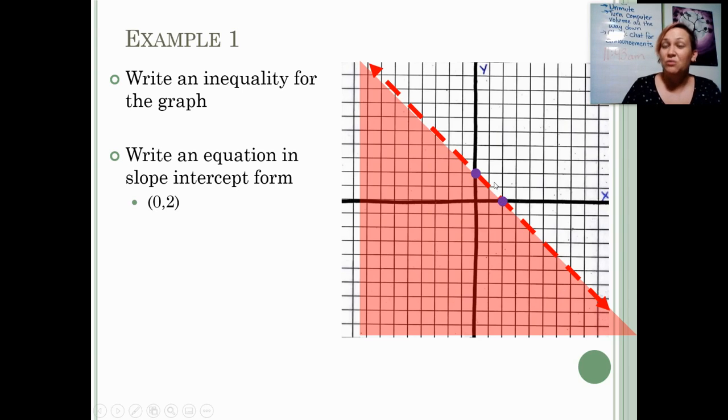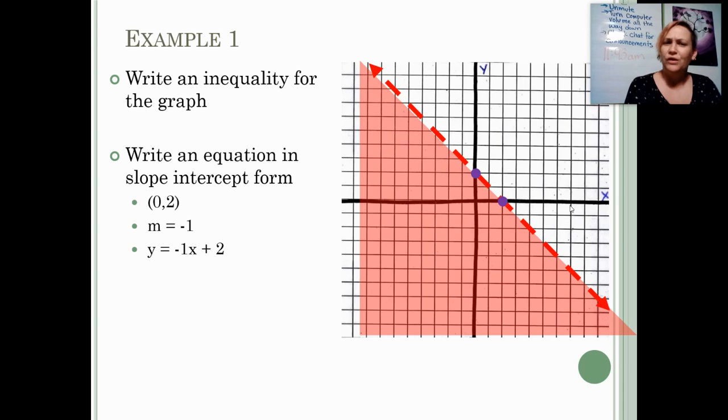When we're counting slope, we count rise over run. So from the left purple dot to the right purple dot, I'm going to rise -2 and run +2, and that simplifies to the number -1. So my slope is -1, and that gives me the equation y equals -1x plus 2.